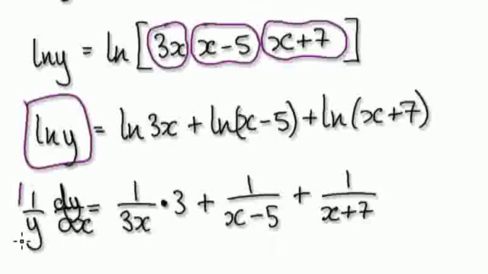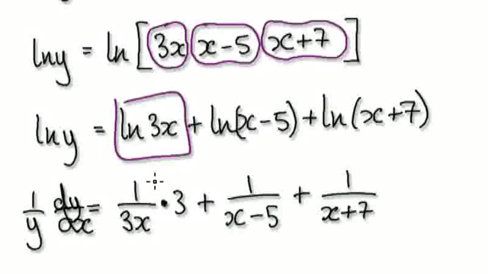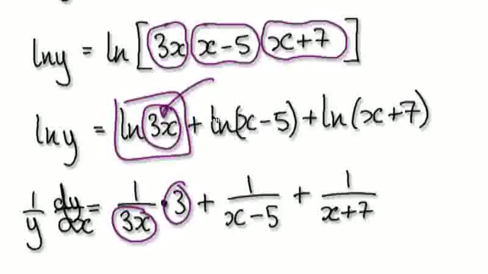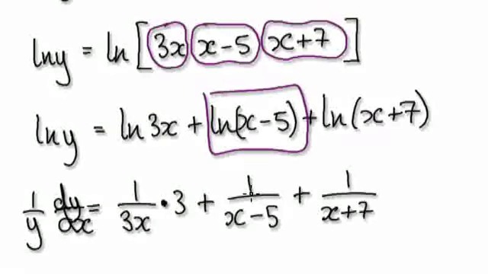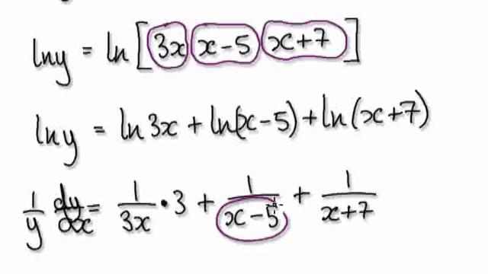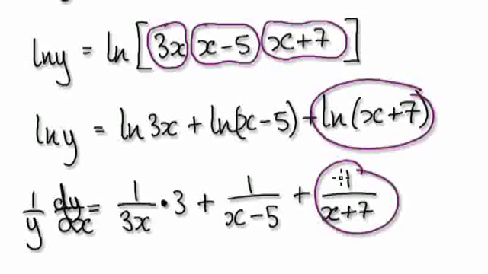So this side would be 1 over y times dy by dx, and then when you differentiate this, it will be 1 over 3x, but then you've got to times with the differential of the bubble itself, which is 3. Now differentiate this here, it will be 1 over x minus 5, and then you've got to times with the differential of the bubble itself. Well, the differential here is just the 1 here, so you can, if you want to, times 1. And then the same goes with this one here.